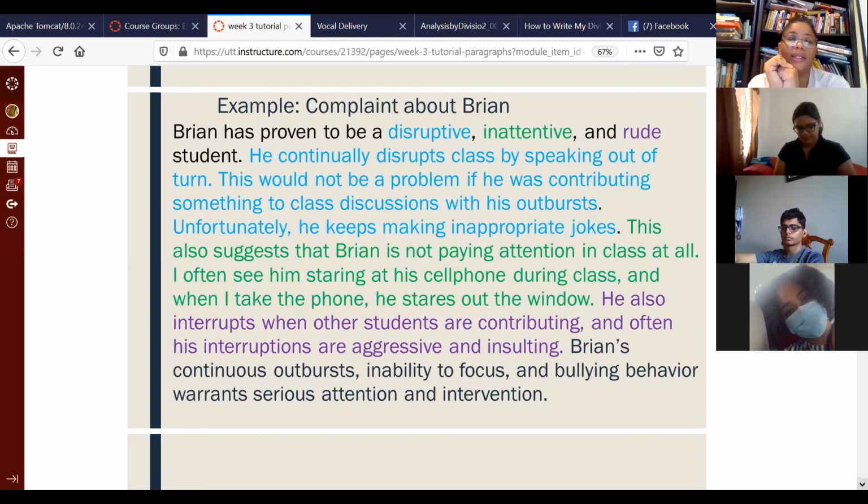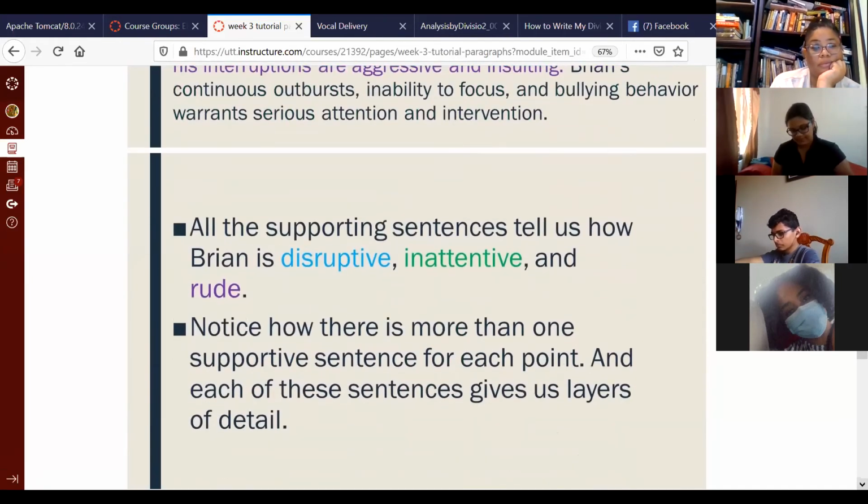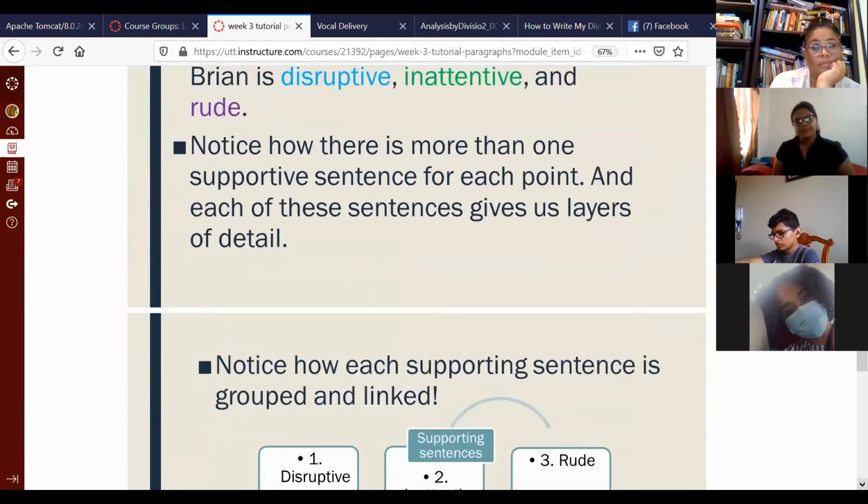So not only does he generally speak out on his own or create outbursts or tell jokes, he actively interrupts other students when they're trying to contribute. And he usually does it by insulting them or being aggressive. So notice how all my examples for the three different subpoints are grouped together. Right?